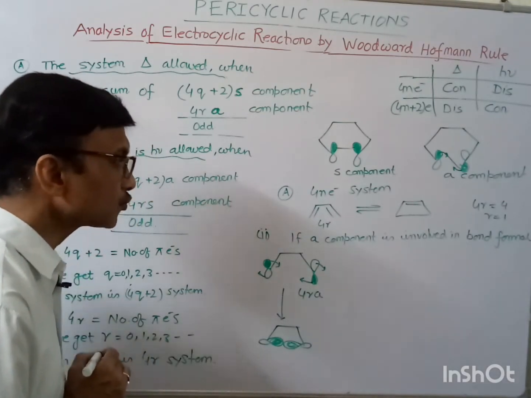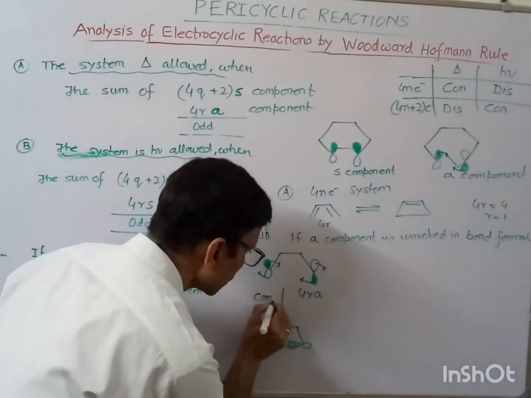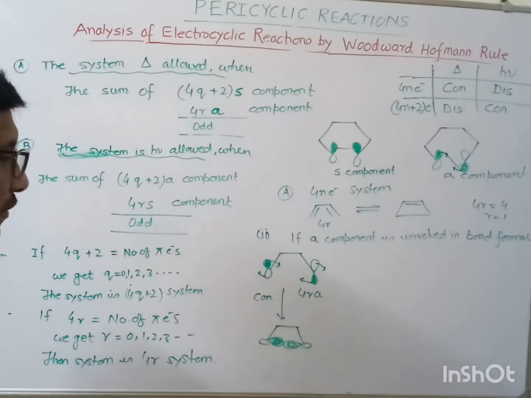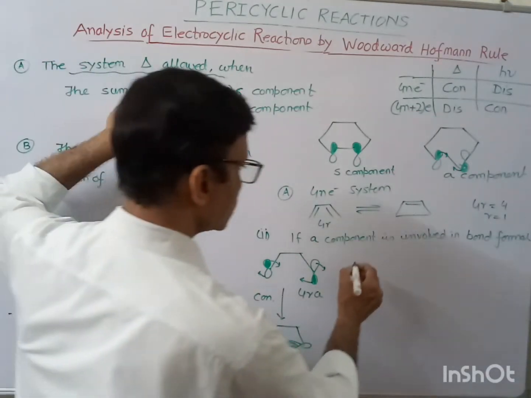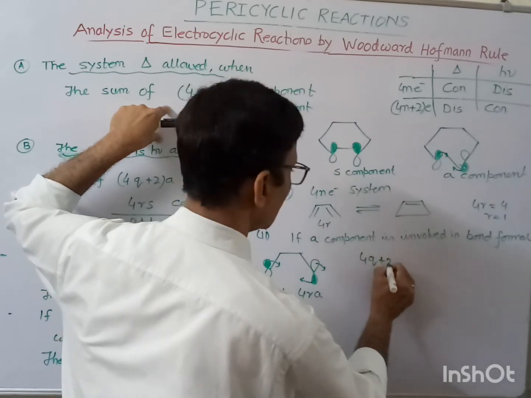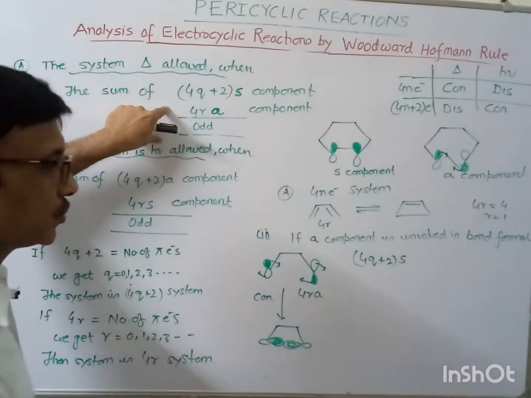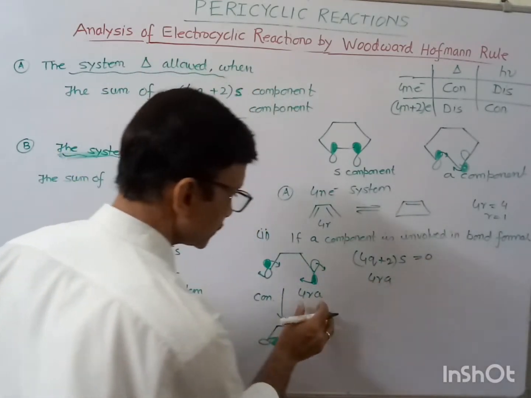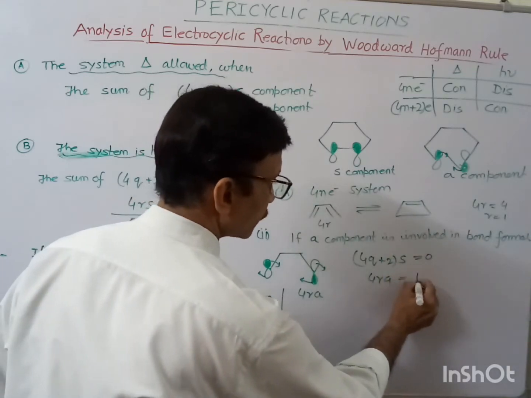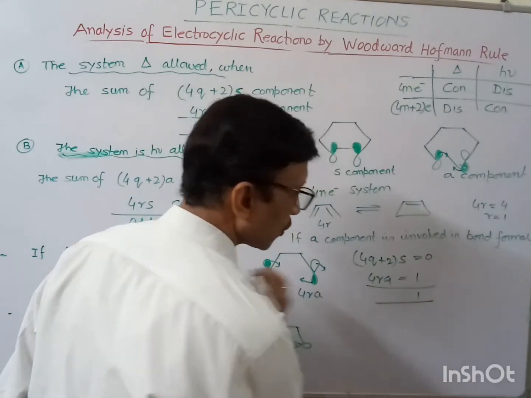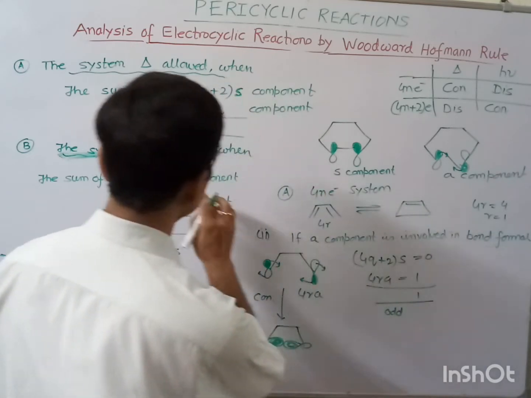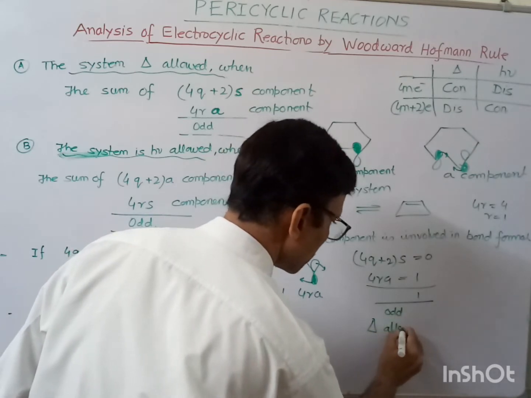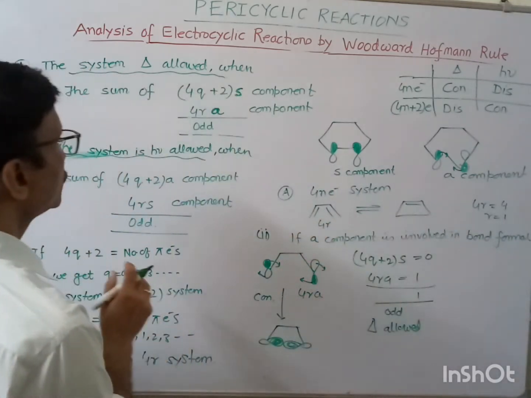Okay. So now let's check whether this conrotation of orbitals is allowed under thermal condition or under photochemical condition. So we have to check. First of all, see this 4q plus 2s. This is 0, no doubt. And 4Ra, yes, this is 4Ra. So the 4Ra component is 1. So the sum is coming out to be odd. If the sum is coming out to be odd, it means this is thermally allowed.